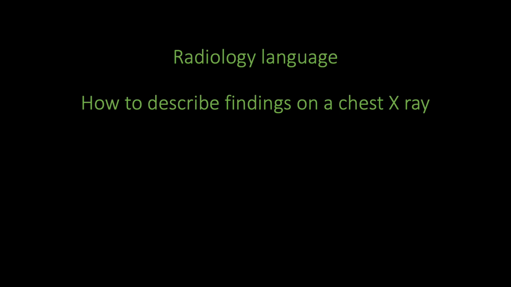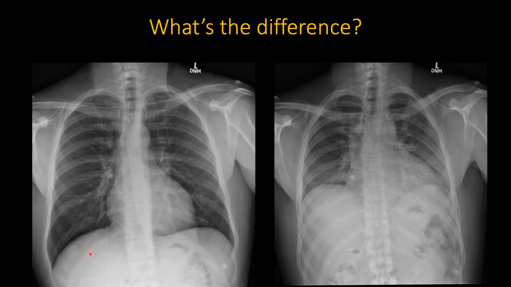Okay, now that we have talked about anatomy and all the contours that you have to pay attention to on a chest x-ray, let's talk about radiology language. So let's say you look at a chest x-ray and you want to describe the findings. Okay, let's look at these two chest x-rays. They look very different from each other.